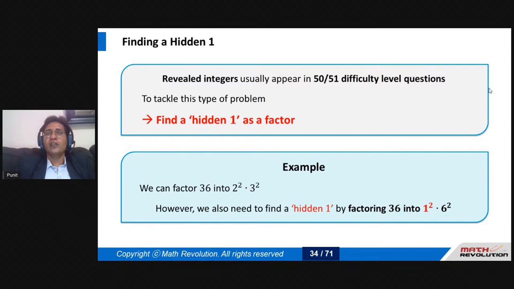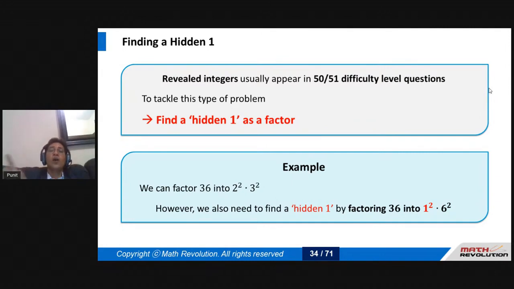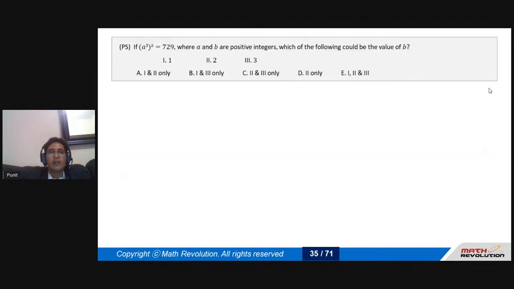You can always prime factorize it as 2 squared times 3 squared. But if I ask you to just factorize it, you can also get it as 6 squared. But that 1 square is a hidden one in it. Will that make a lot of difference? It will definitely make a lot of difference. Let's go on to a question and understand it.